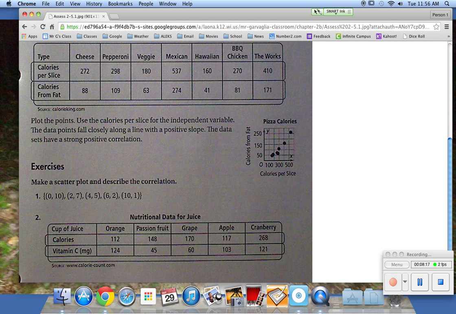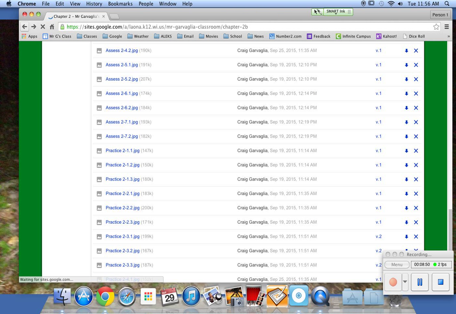Now for 1 and 2 on this, and you guys are going to be doing all of these. There aren't many problems. You're going to make a scatter plot. You can get some graphing paper back here if you want. You're going to make a scatter plot, and you're going to determine what the correlation is. Is there a correlation? If there is, what is it? Is it an up? Is it a down? Is it nothing at all? All right? That's the first part.